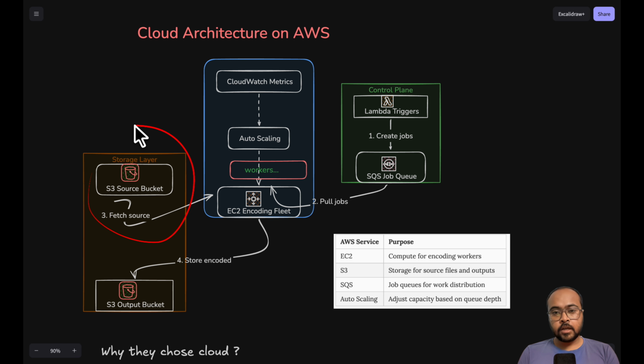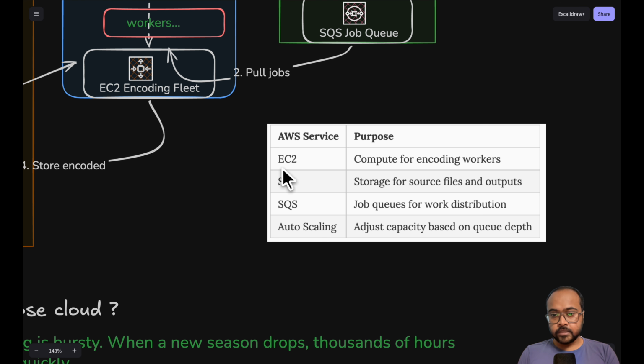Whenever a new video is uploaded, the Lambda function breaks it down into multiple chunks, creates different jobs for that video and puts the jobs in the SQS job queue. Then the workers pull the jobs from the queue and process the video chunks. As and when a chunk has been processed, it is put into the S3 bucket. The EC2 machines work as video encoders. These are the workers who process the chunked video, and the S3 bucket is used for the source files and also for the outputs.